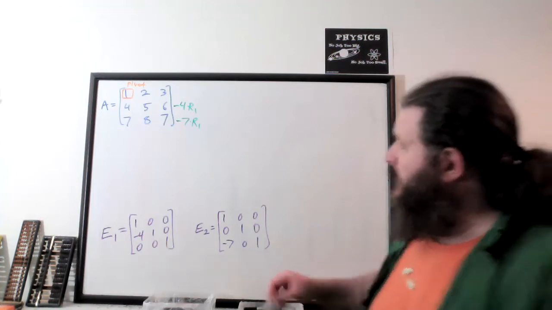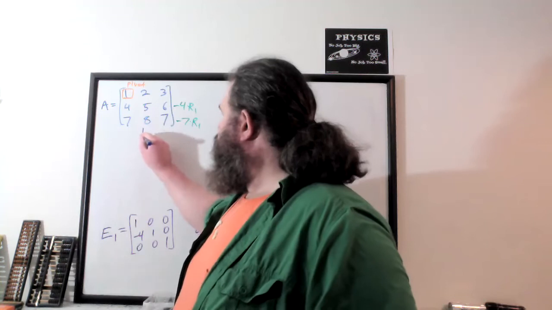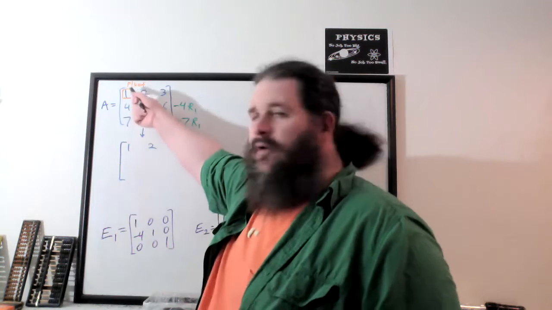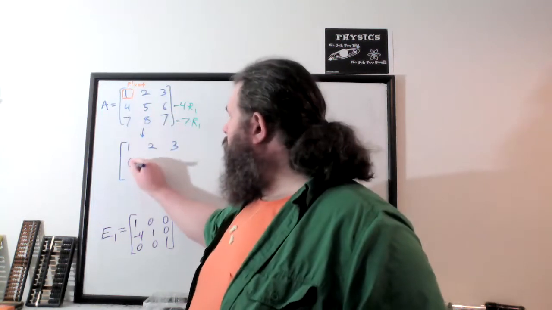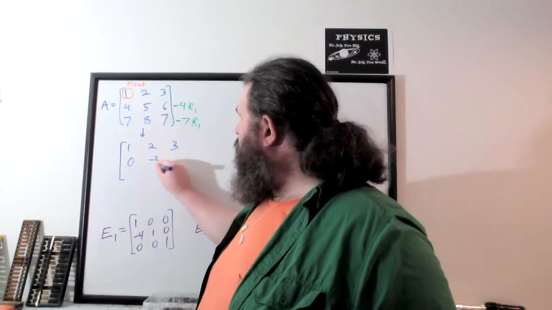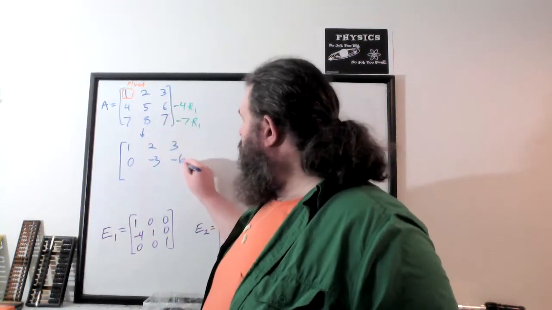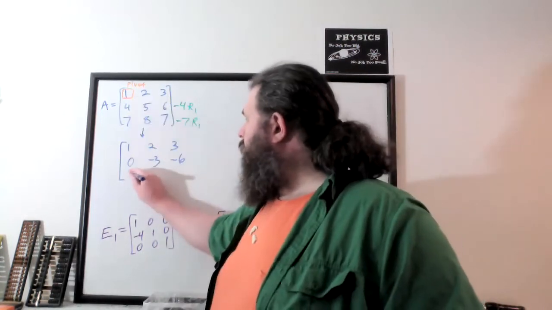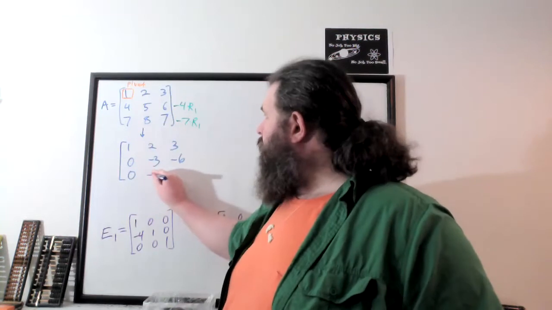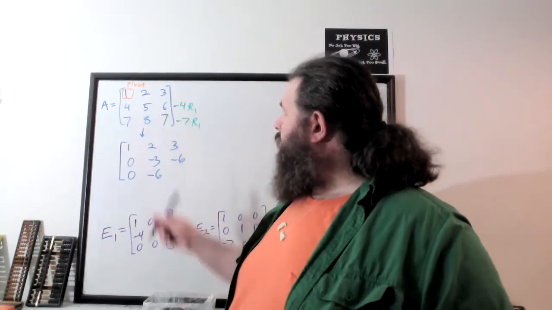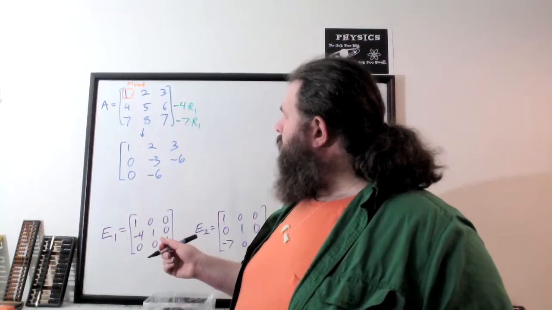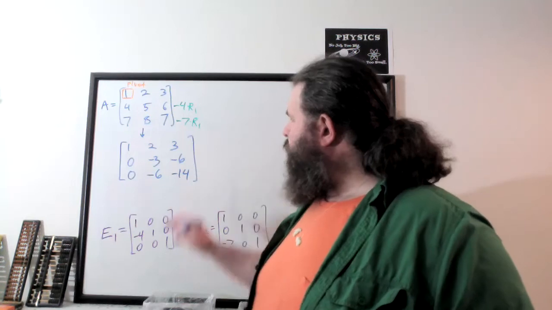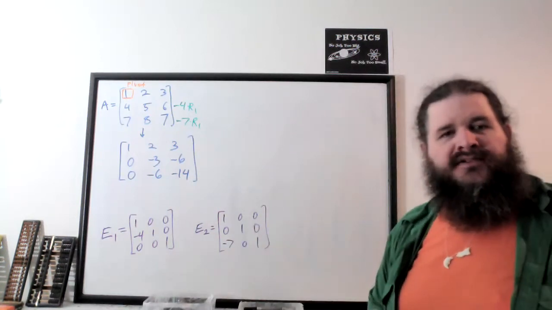So let's see what this turns into. First row is not changing. Second row, we're subtracting 4 times the first row. So 4 minus 4, 5 minus 8, 6 minus 12. And then third row, we're subtracting 7 times the first row. So 7 minus 7, 8 minus 14, 7 minus 21 would be -14. I think that should work. Any questions on that so far?